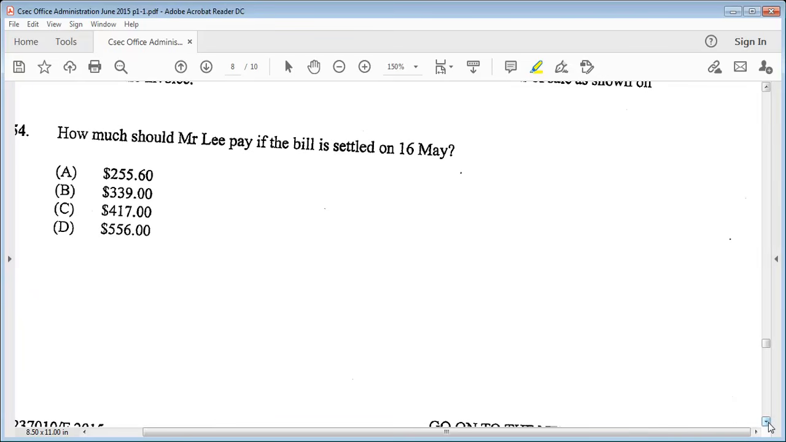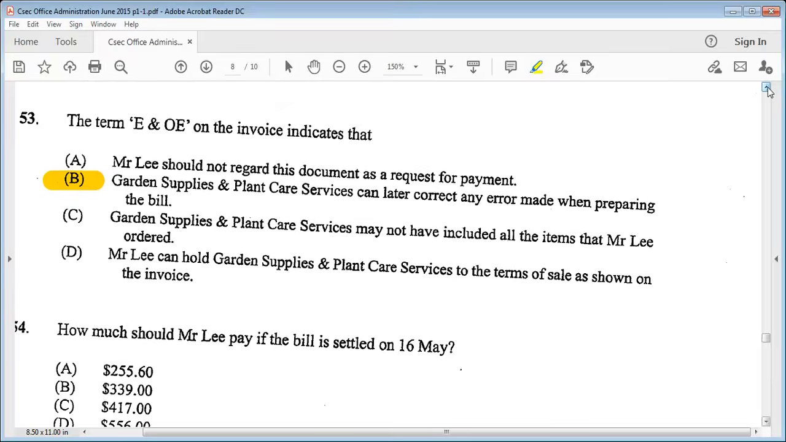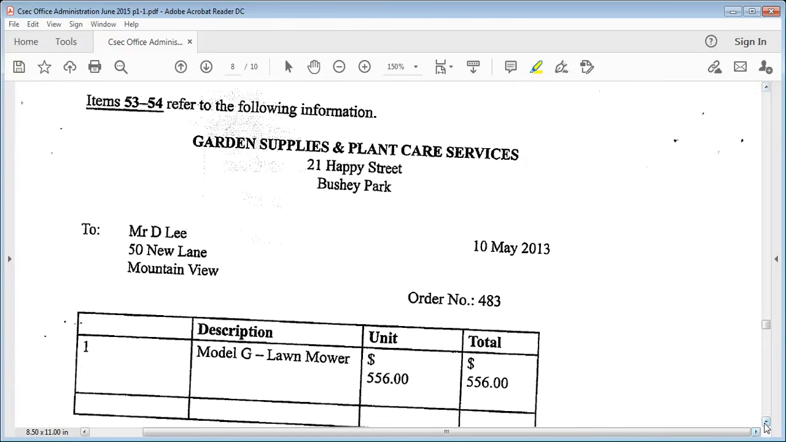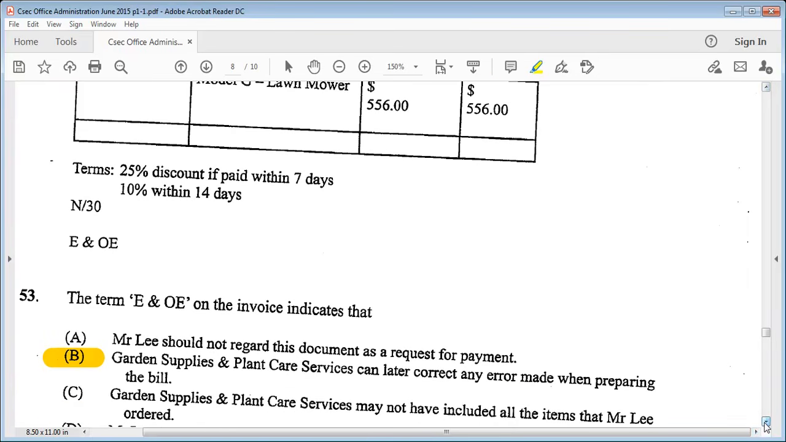So, and the question says on the 16th of May. It was issued on the 10th of May, so that's 6 days later. So therefore, the 25% discount would be applicable if paid within 7 days. So you would get a 25% discount. So we would have to find 25% of $556. And when we find 25% of $556, we would get, I think, $139.